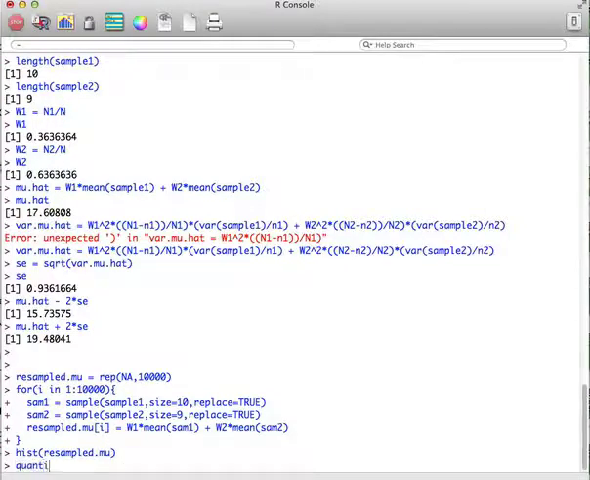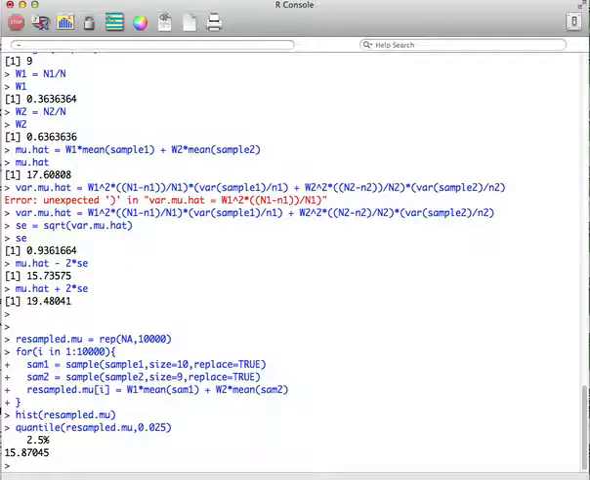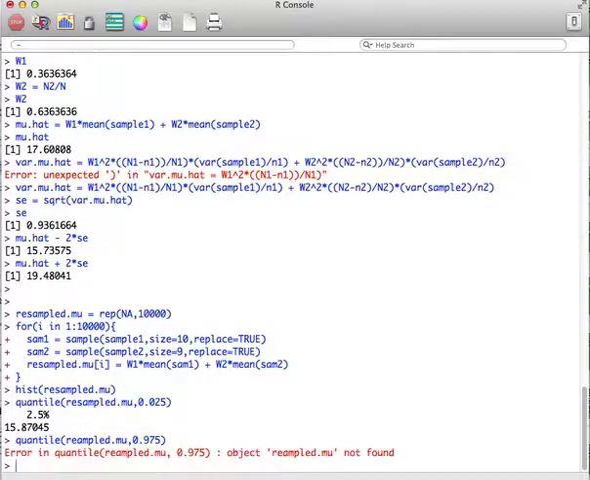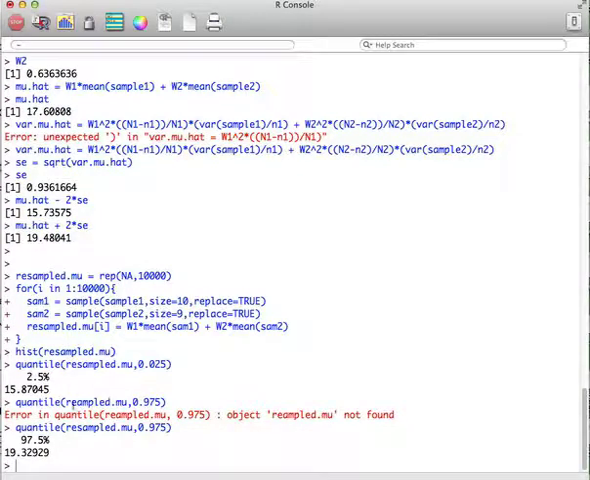So I'll use the quantile command. I'll take the resampled mu, the lower 0.025 of it. Okay, that gives 15.87. And 0.975, all but the upper 2.5%. Oops, what did I do? I can't spell the word resampled apparently. Okay. 19. Look how that compares with the classic interval.